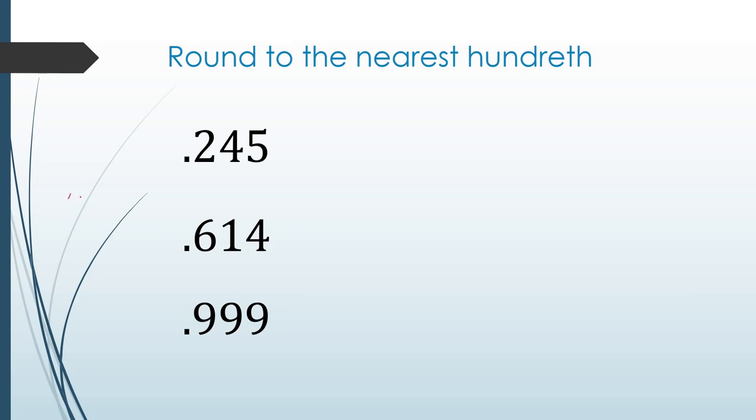So here it's asking me to round to the nearest hundredth, right? So this is the tenths, this is the hundredth. So what I do is I draw a line here between the hundredth and the thousandths, and I circle the thousandths. If it's 5 or higher, I'm going to add 1 to the hundredth. So rounded, it becomes 0.25.